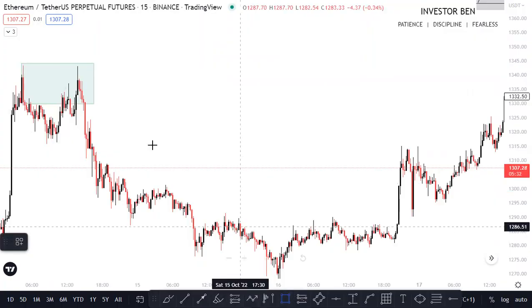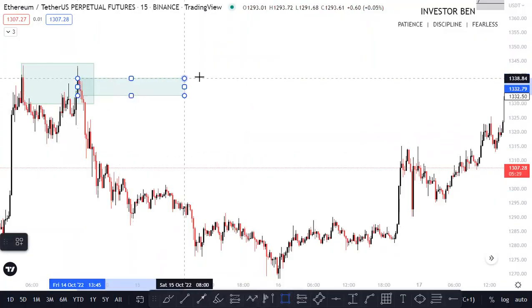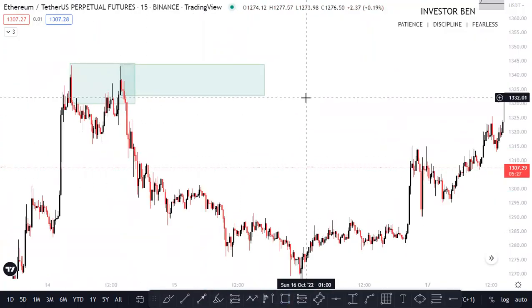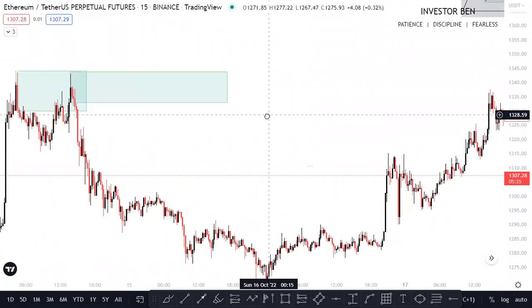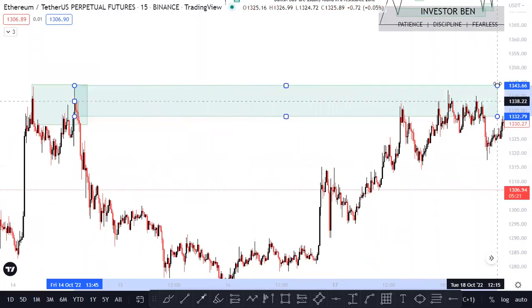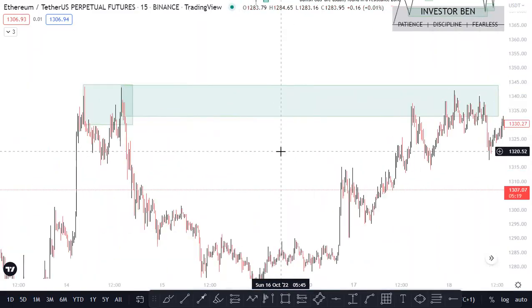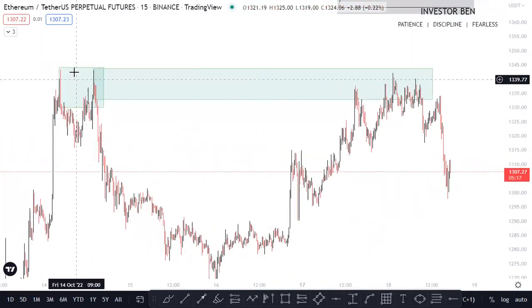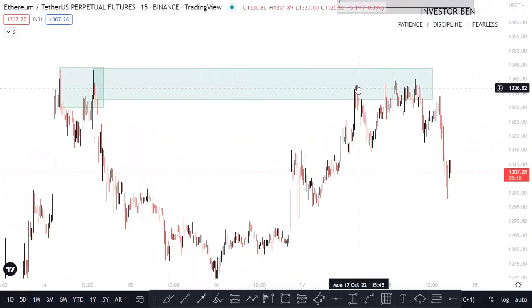We also have another order block at this point, and looking at this thing, it's like a supply, like a resistance zone already, with several touches.